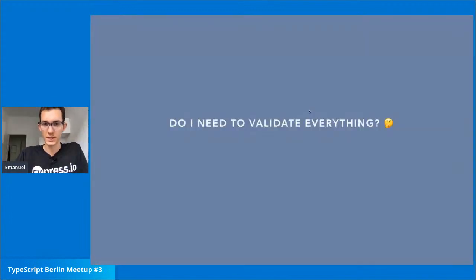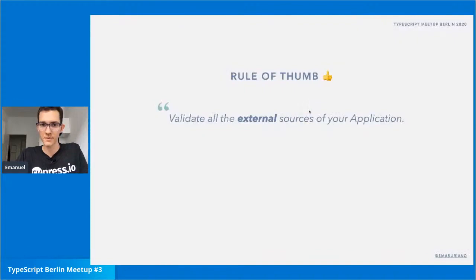But then, do I need to validate absolutely everything? The answer is no. As a general rule of thumb, I like to say: validate all the external sources of your application. What do I mean by that? For example, API responses. Every time you have an API, it's always good practice to type it to say what your expected structure is, but also validate the content, so you don't have the problem that I just showed you before. The next one is content inside files.